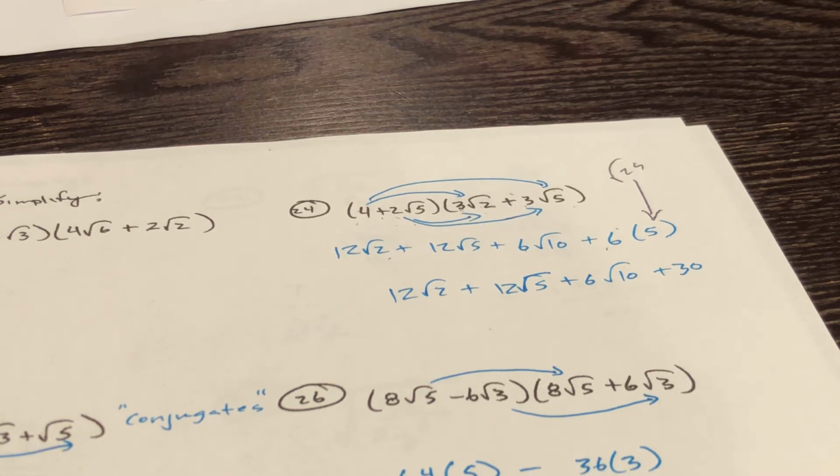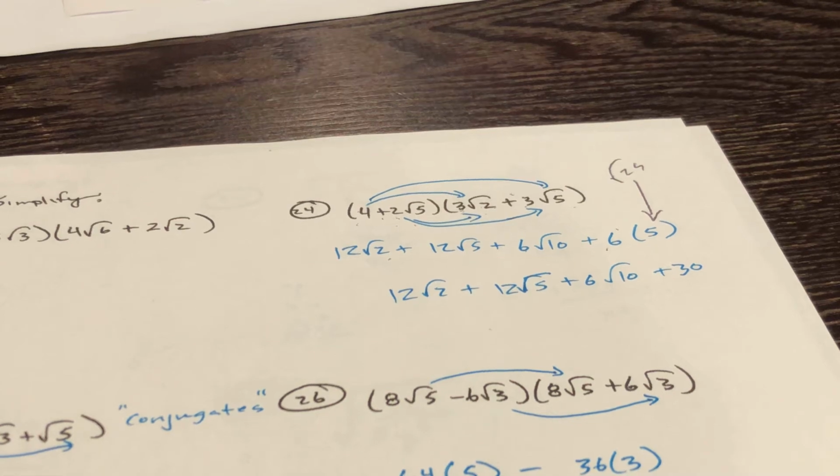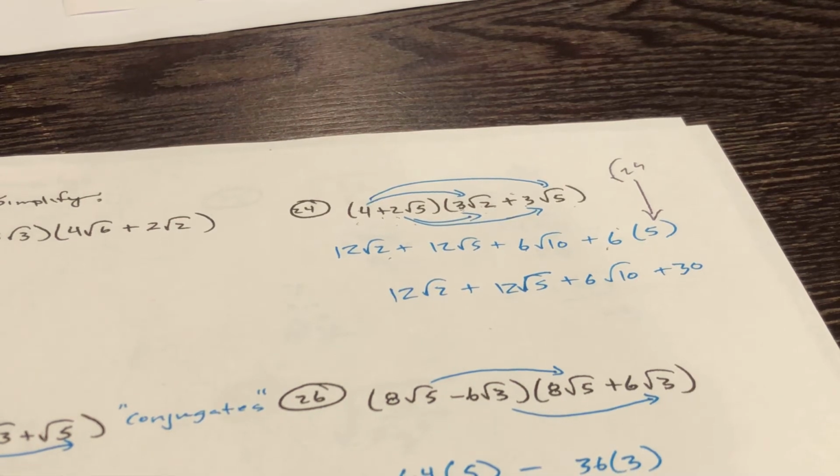None of those are like terms. They don't have the same root. Square root of 2, square root of 5, square root of 10, and then 30, all different.